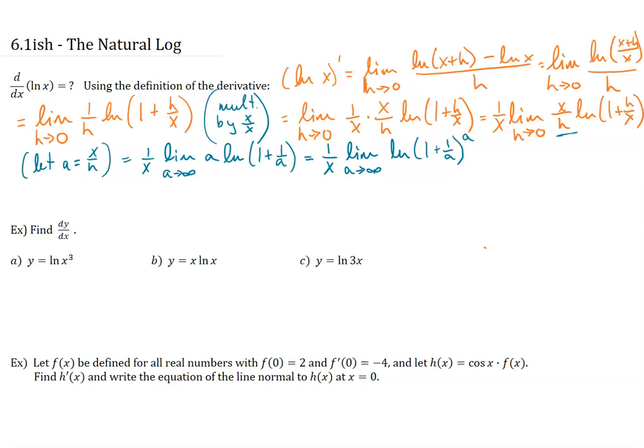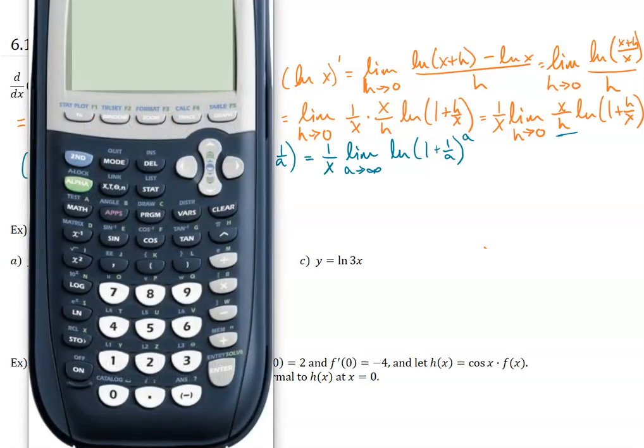Okay, and hang on, we're almost through this, so if you're feeling a little bit lost, just stick with me. So I'm going to write this as 1 over x times the natural log of the limit as a approaches infinity of (1 plus 1 over a) raised to the a. Now, the reason I did this is because this expression right here is an important expression. This expression is the definition of something, which we're going to explore on the calculator here.